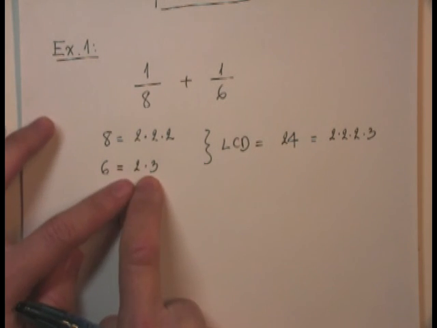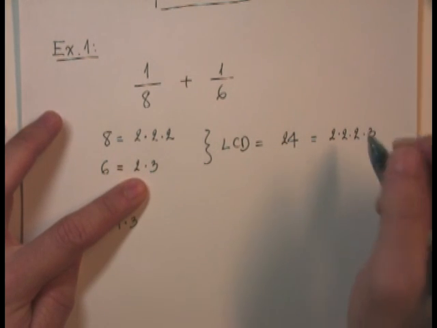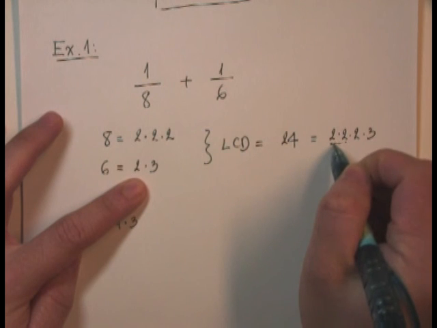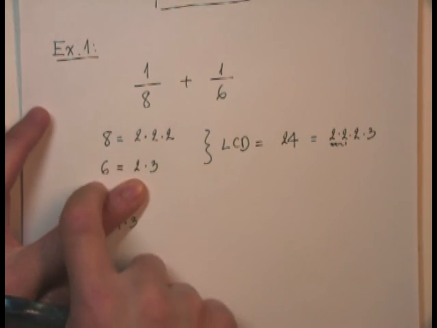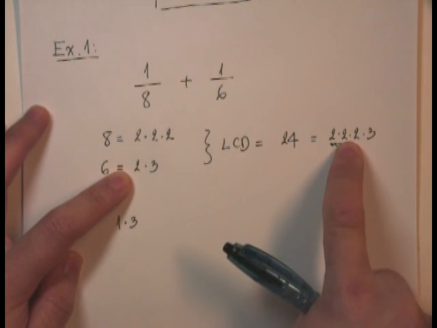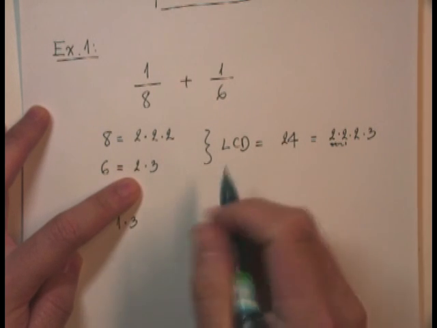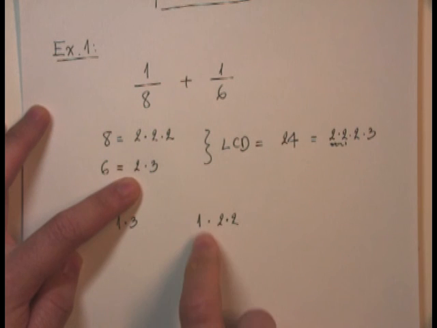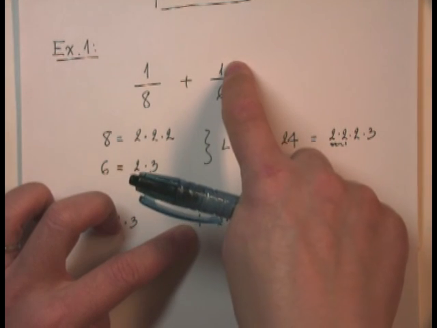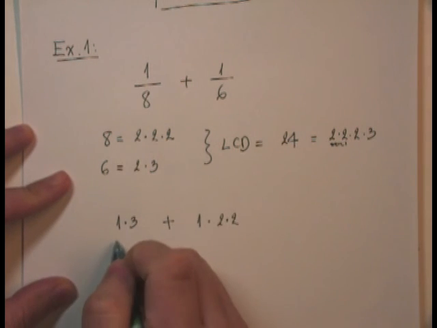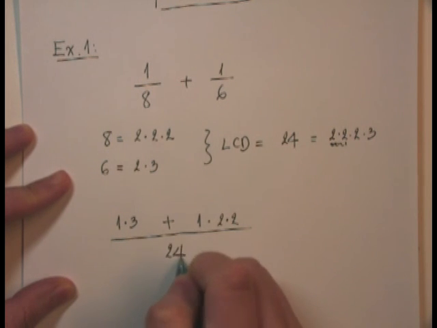If I compare these two prime factors to the LCD, I can see that these two 2's in the LCD are not prime factors of 6. Even though 2 is a prime factor of 6, the LCD has two extra 2's. So I need to multiply those two 2's, 2 times 2, to 1, which is the numerator of the second fraction. Now I add those two together and divide all of that by the LCD, 24.